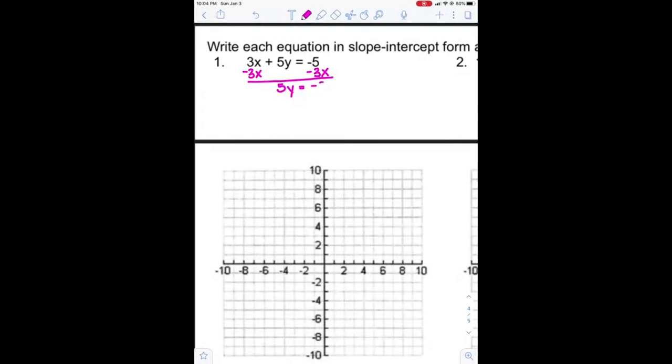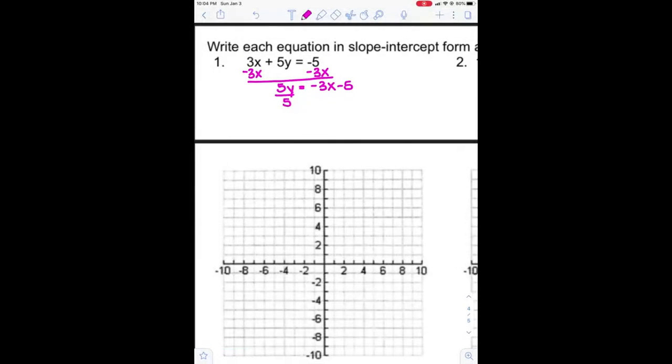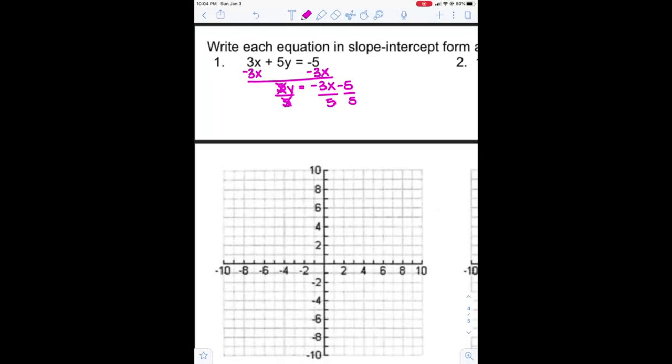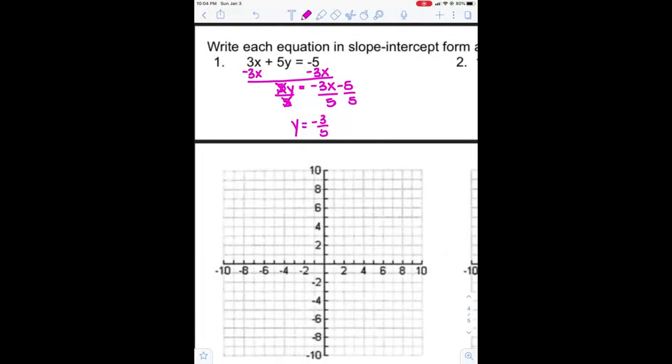So I'm left with 5y. And remember, since that negative 5 right here on the right doesn't have an x, I can't combine those. So I have just negative 3x and then a negative 5. I'm going to divide everything by my y coefficient, which in this case is 5. And that is going to leave me with y is equal to negative 3 over 5x minus 1. So see how I just leave that as a fraction?